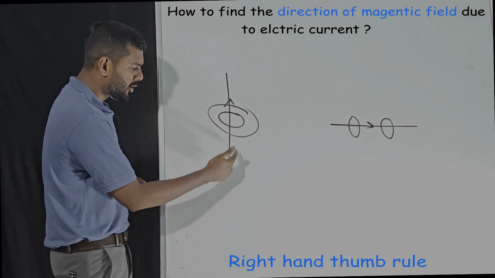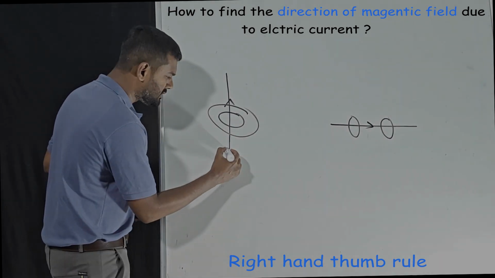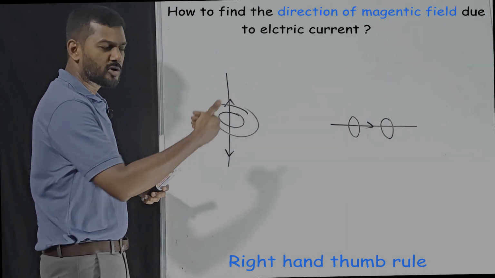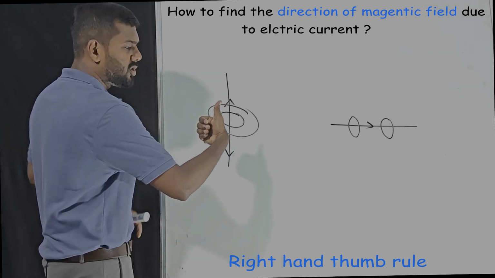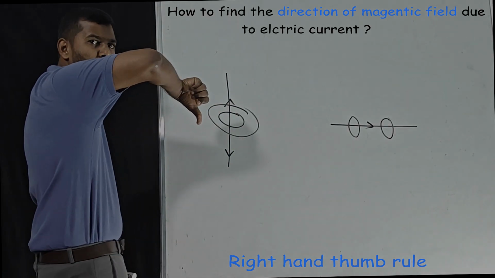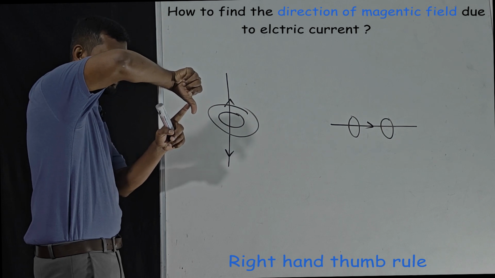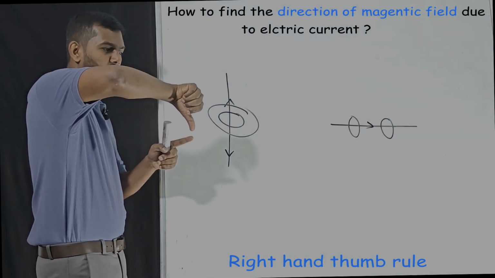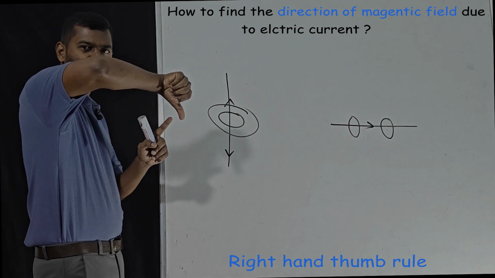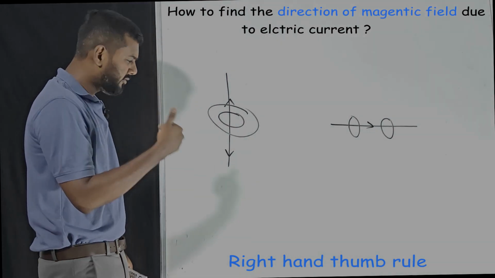If the current is going in the downward direction, you should not hold your hand like this. This thumb represents the direction of current, right? So because the current is going downward, this thumb has to go down. First you have to hold it like this or like this, based on the direction of current.